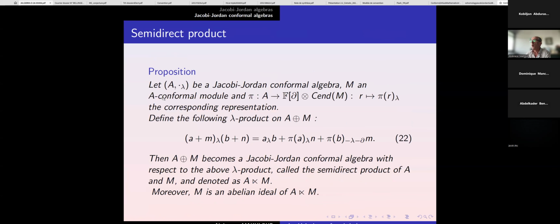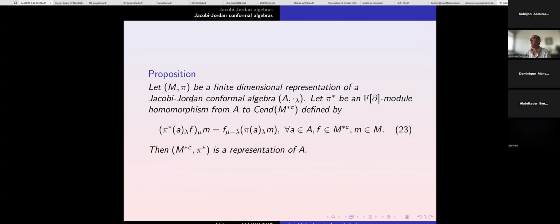Okay, semi-direct products work also. If we have a conformal A-module M, and rho is the corresponding representation, then we can define a lambda product on A plus M in this way, and this direct sum becomes a Jacobi-Jordan conformal algebra with respect to the above lambda product. This is naturally called a semi-direct product. We can notice that M is an abelian ideal of this semi-direct product. Maybe here I can say that if you have a representation of a Jacobi-Jordan conformal algebra, then we can define a dual of this, which is again a representation. The dual of the representation is also a representation in this conformal way.